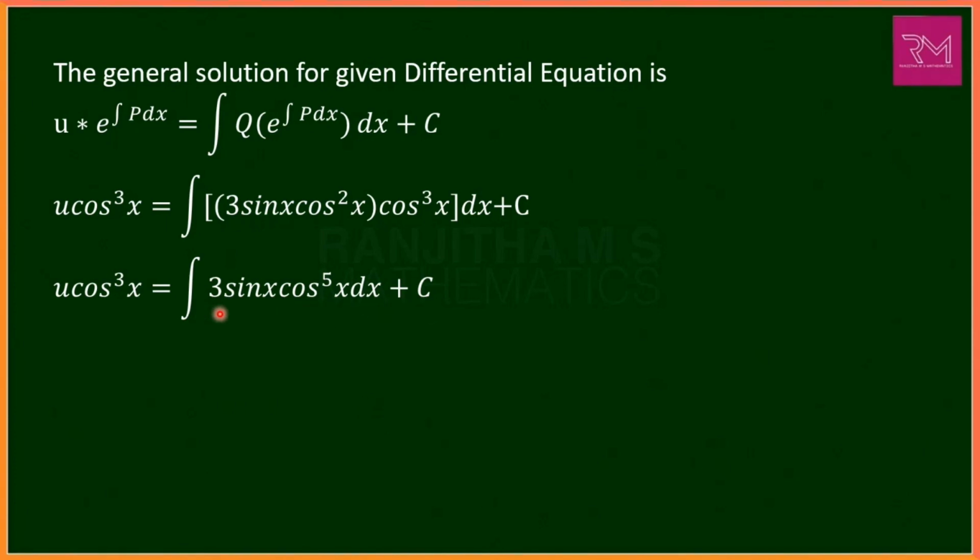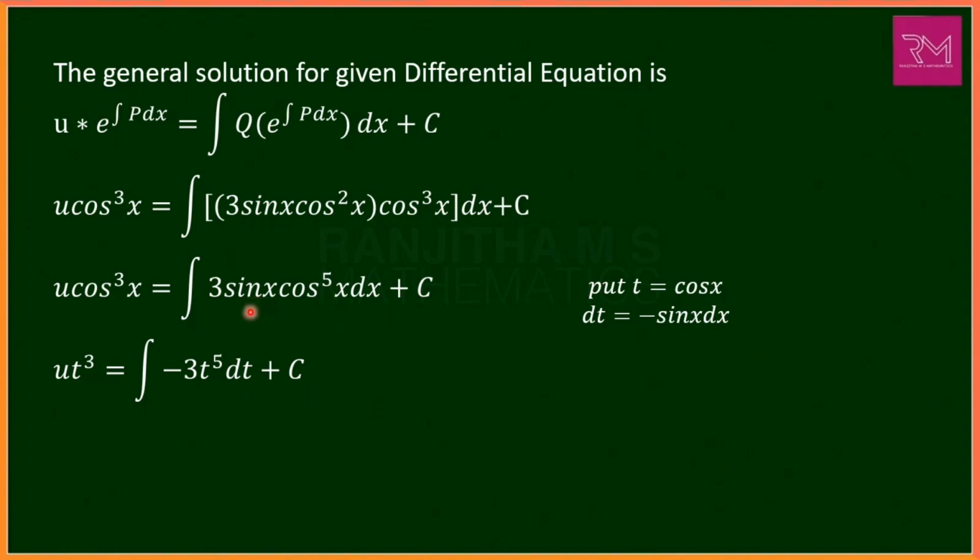Next step, to integrate this value, take cos x as t. If we differentiate this with respect to x, we get dt, which is equal to minus sin x dx. Substitute sin x dx as dt and simplify. We get u into t cube, which is equal to the integral of 3 as it is, sin x dx is minus dt, therefore minus 3 into t power 5 dt plus c.